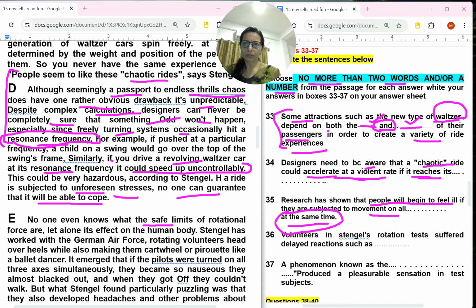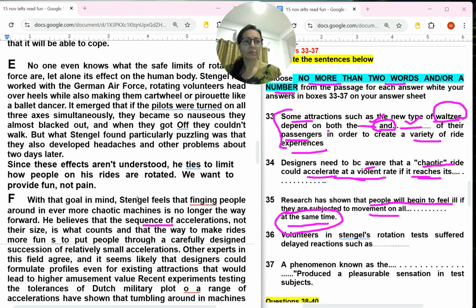We are looking for people will begin to feel. So let me shift the page first. So here people will feel. Definitely in this paragraph, as I remember, they are talking about people will feel ill. They will be having headaches and blackouts and all. But I am looking for the words before and after the blank: they are subjected to movement on all at the same time, because they have started talking about the human body here.